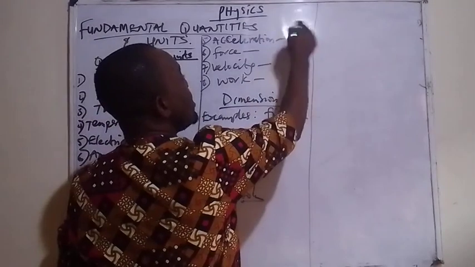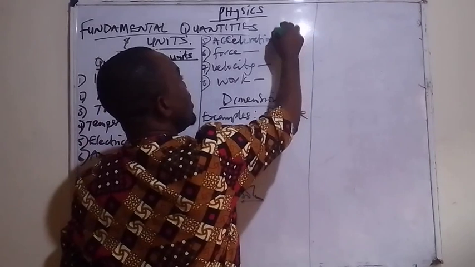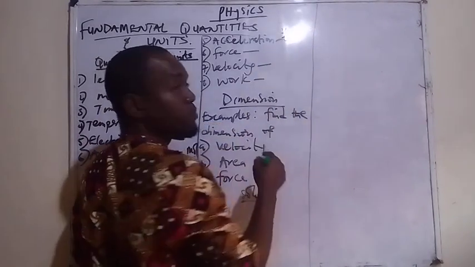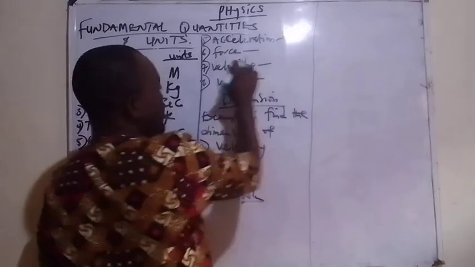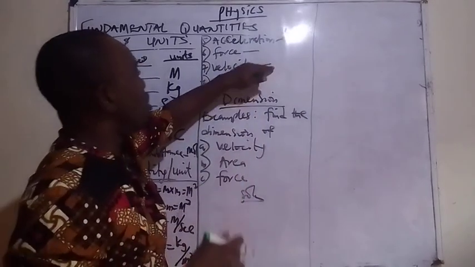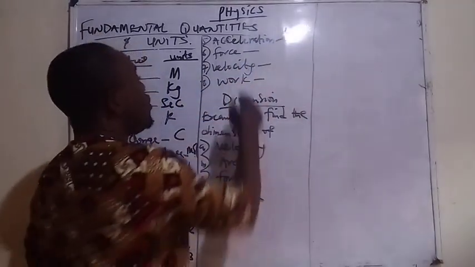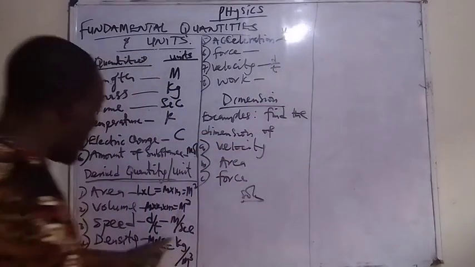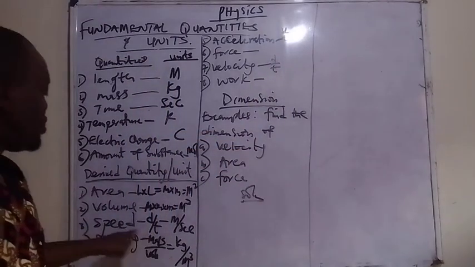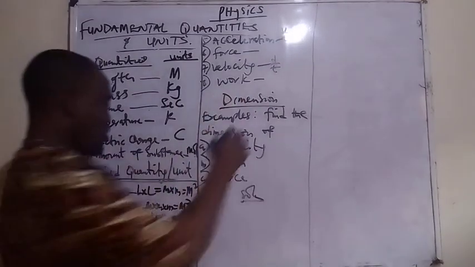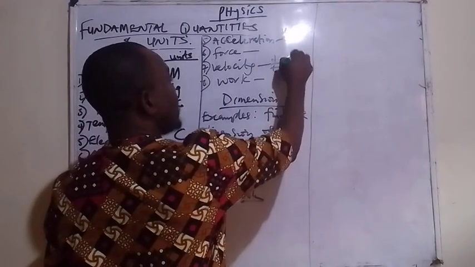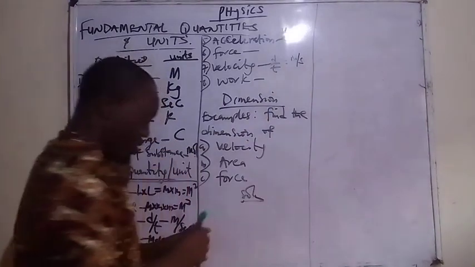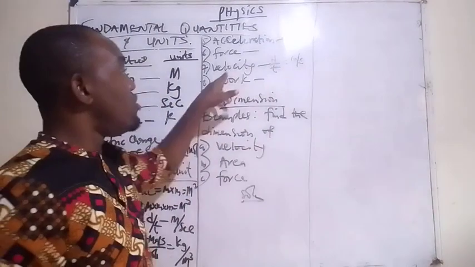Now, let's check for acceleration. The formula for acceleration is what? Velocity over what? Time. Before this, let me do velocity, so that what we get in velocity, we use it to treat this one. Velocity is what? Displacement over time, just the way we have it in speed. The same unit for speed also goes for velocity. So it is meter per second. That is the unit for velocity.